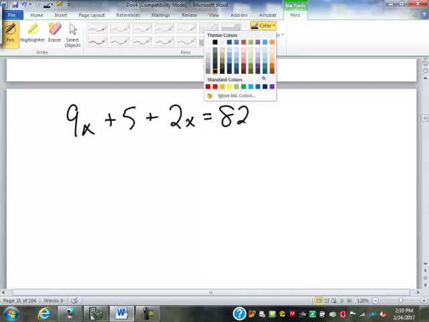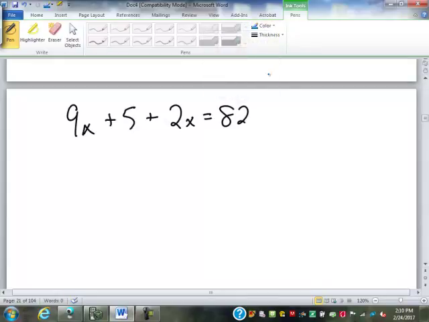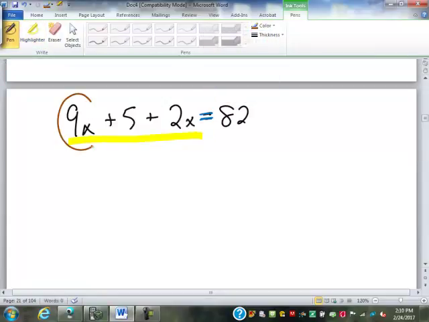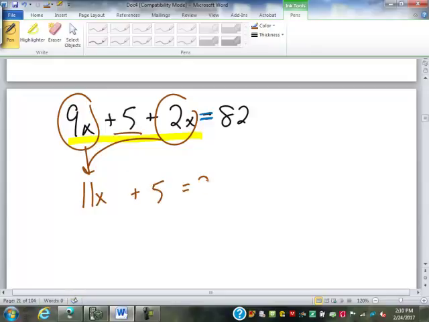9x plus 5 plus 2x equals 82. So there, we find our equal sign, and we go to identify where our variable is, and we see the x appears twice, but both on the left side. So what are we going to do? Because they're on the same side, we can combine 9x and 2x, and that's going to give us 11x, and we still have the plus 5, equals 82.